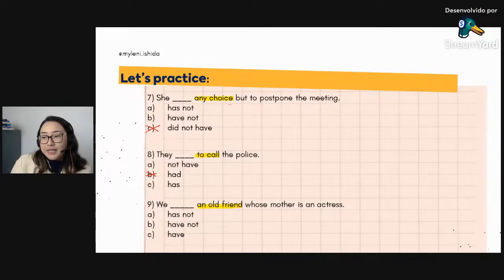We, an old friend, is not a verb in the past participle, it's something, so I will use have as a main verb. Has not, auxiliary. Have not, auxiliary. We have an old friend. Okay.